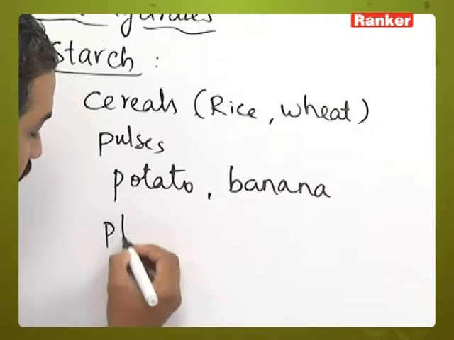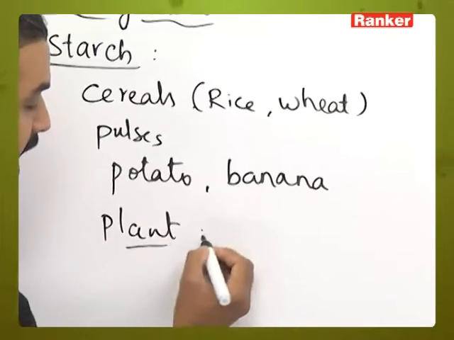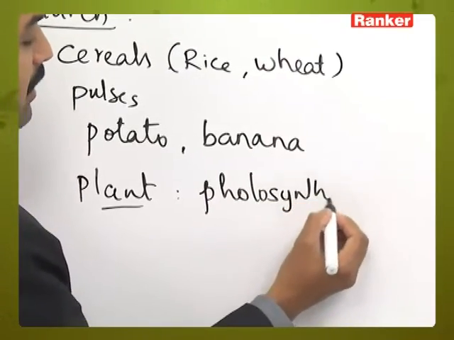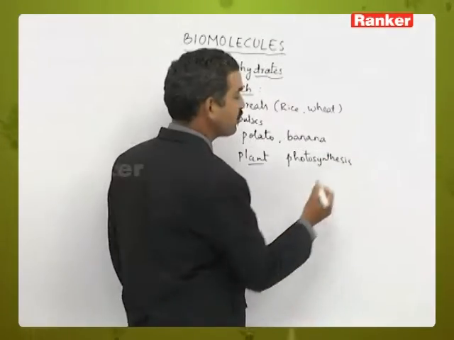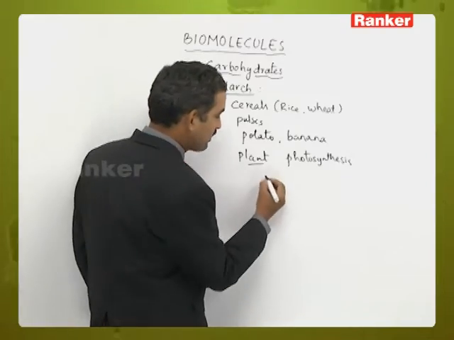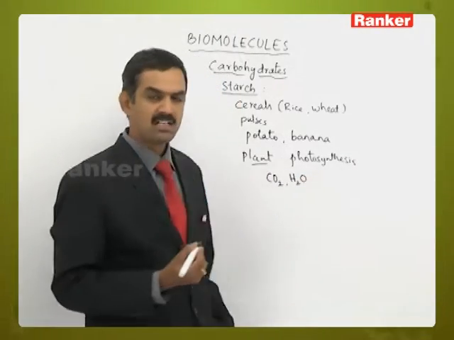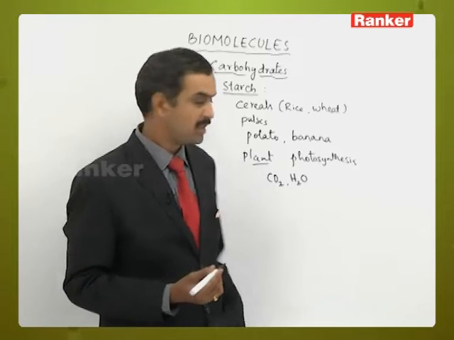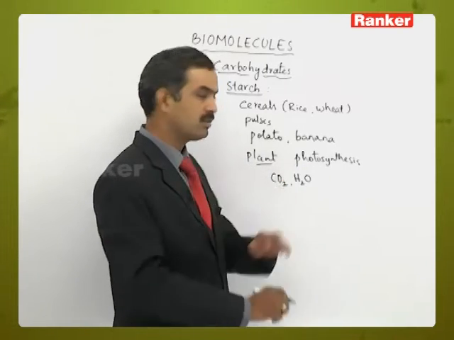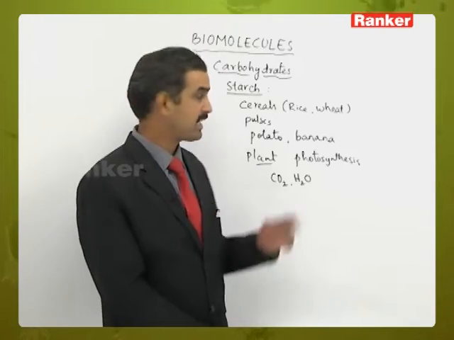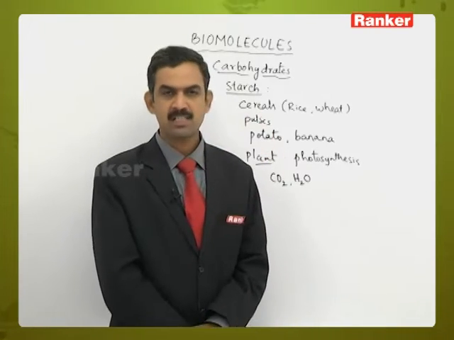And if you take plants, as we know, they perform photosynthesis. By photosynthesis, they prepare their own food materials by using raw materials like carbon dioxide and water in the presence of sunlight and the chlorophyll molecule. They convert these raw materials into the products of photosynthesis, that is carbohydrates or polysaccharide molecules. That is, starch is synthesized by this process.